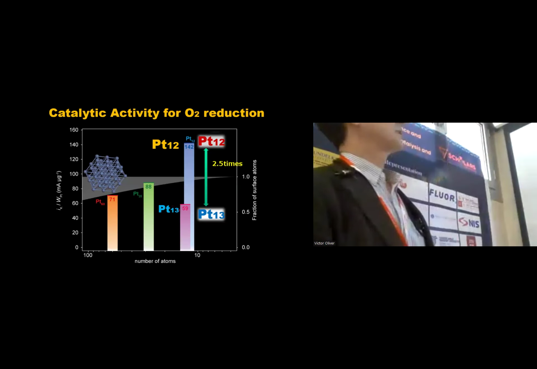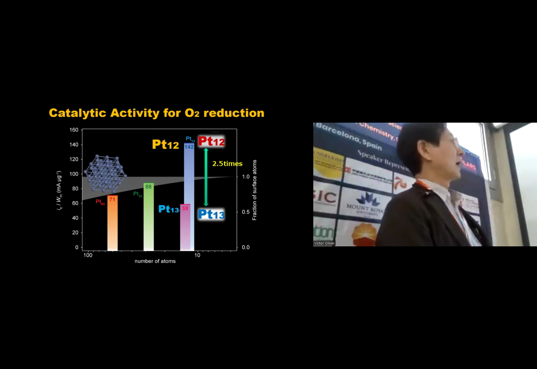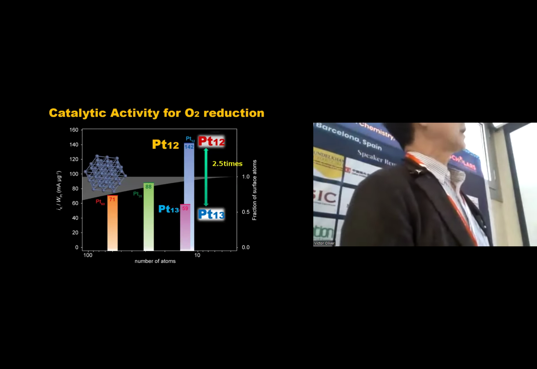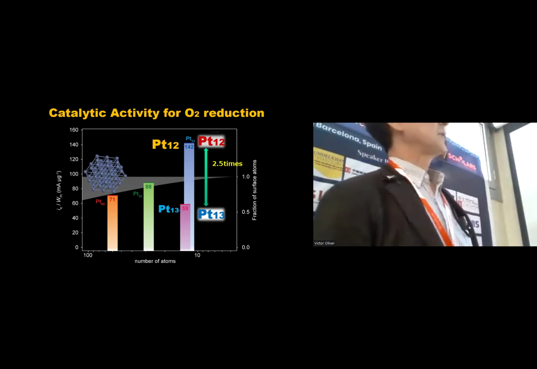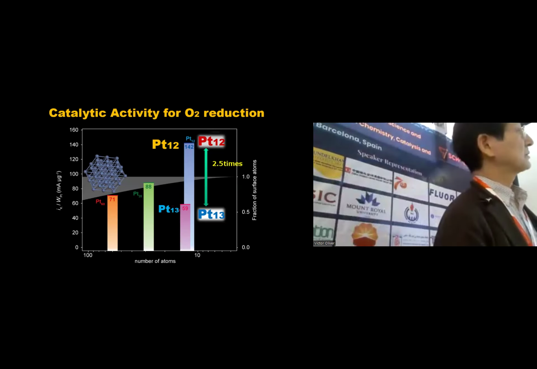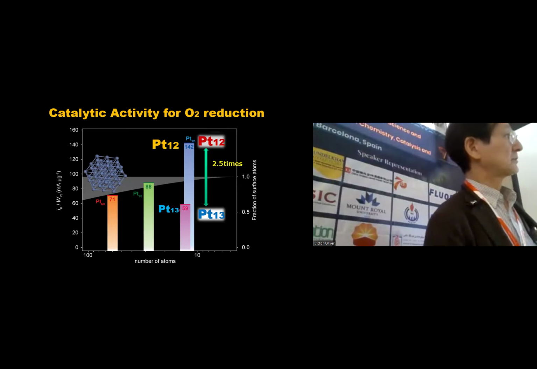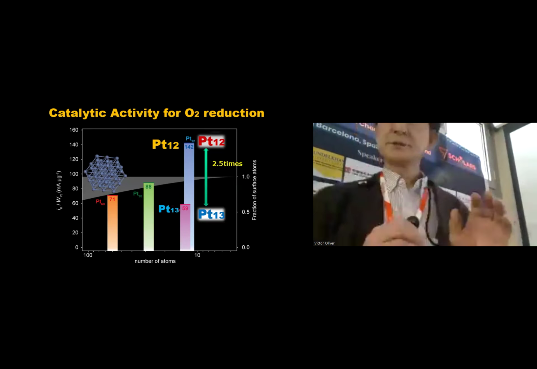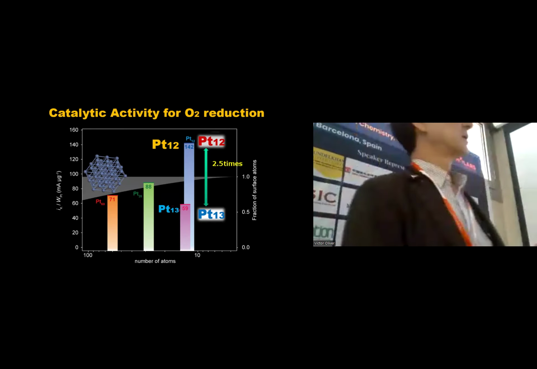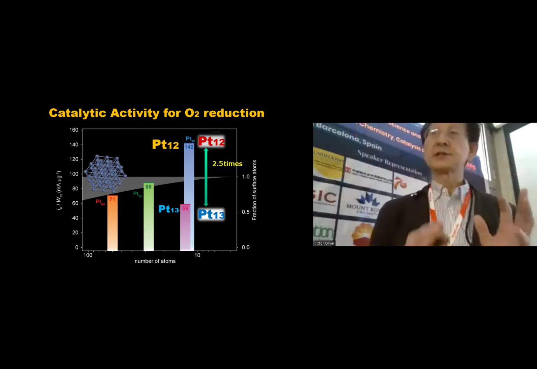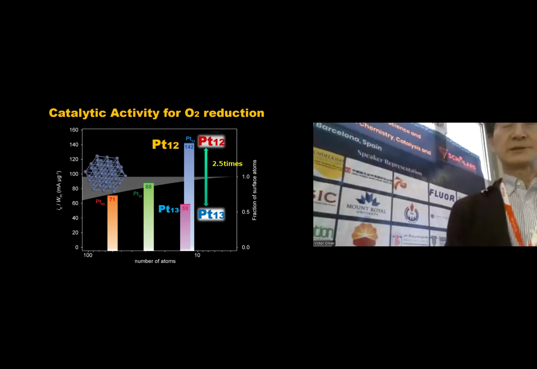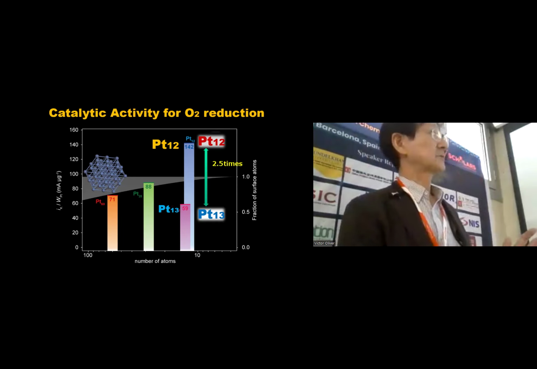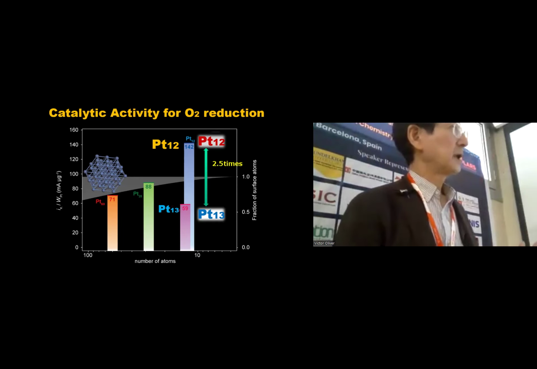Okay, I show the interesting catalytic activity of the platinum particles. We compare the catalytic activity between the platinum particle with 12 atoms and 13 atoms. Interestingly, the platinum particle with 12 atoms shows 2.5 times larger activity than that of the platinum particle with 13 atoms. So this result indicates a significant conclusion: one atom difference results in a significant difference in the catalytic activity. So we should check the catalytic activity of subnano-sized particles for every number of atoms.